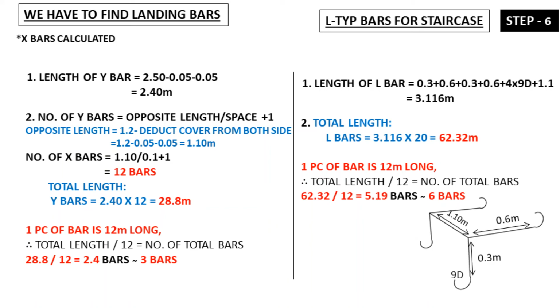After that, we have to calculate the total length of Y bars, which is 2.40 into 12. We will get 28.8 meter. As we know, one piece of bar is 12 meter long. Therefore, total length divided by 12 equals the number of total bars.